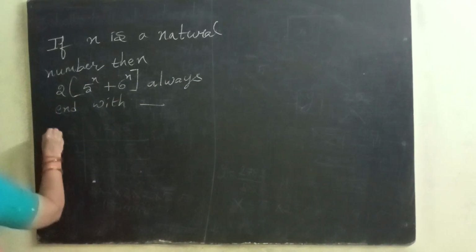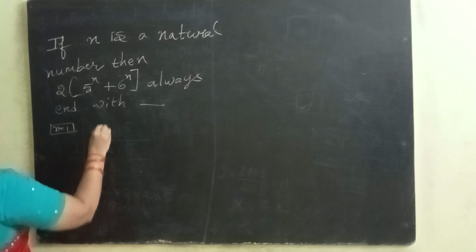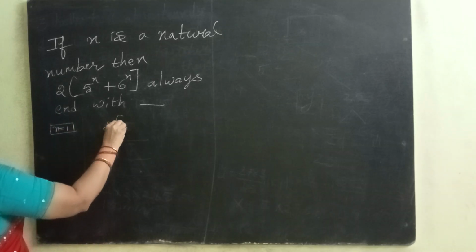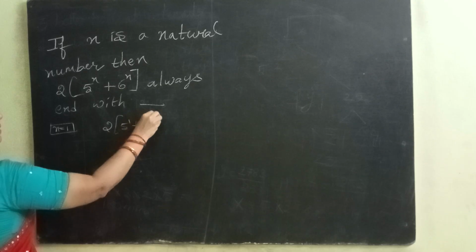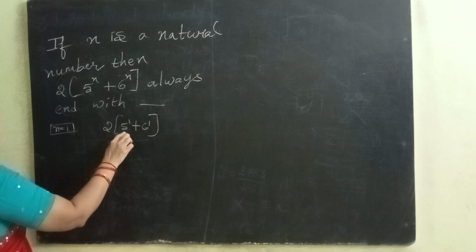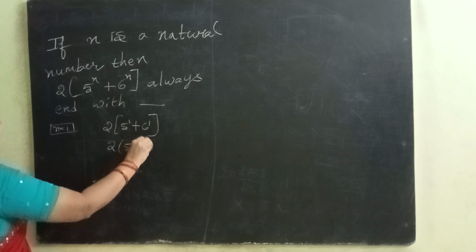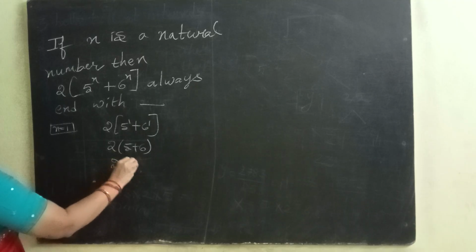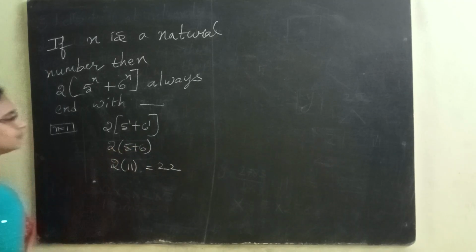So I am taking, if n is equal to 1, in place of n I am substituting 1. 5 power 1 plus 6 power 1. 2 into 5 plus 6. How much? 2 into 11, 22.